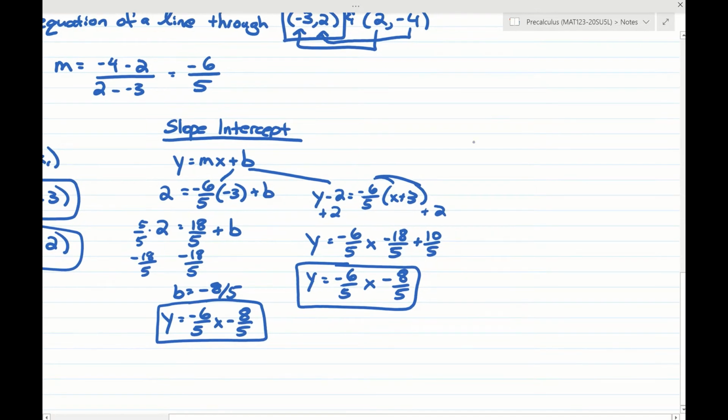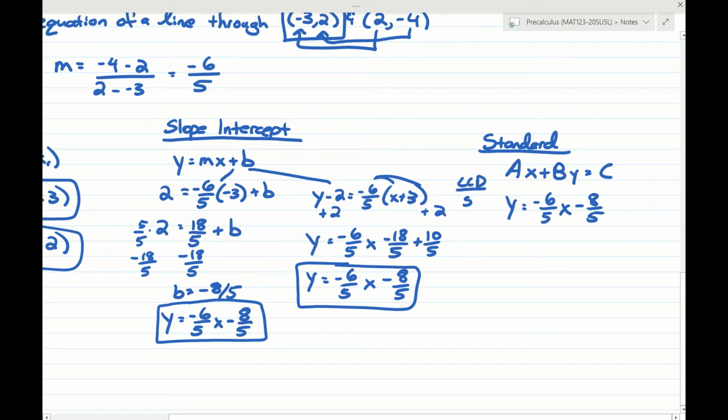And then finally, we'll get this in standard form. Standard form, remember, was ax plus by equals c. And usually we just take a slope-intercept equation and rearrange it. So let's go ahead and do that. We'll take y is equal to negative 6/5 x minus 8/5. First thing we could do is get rid of the fractions. We do that by multiplying by our LCD of 5. So we get 5y is equal to negative 6x minus 8.